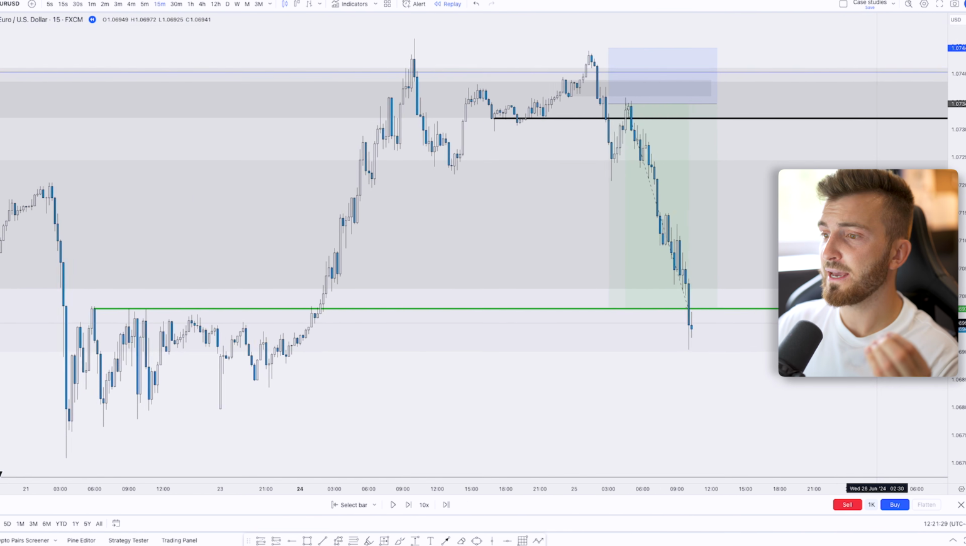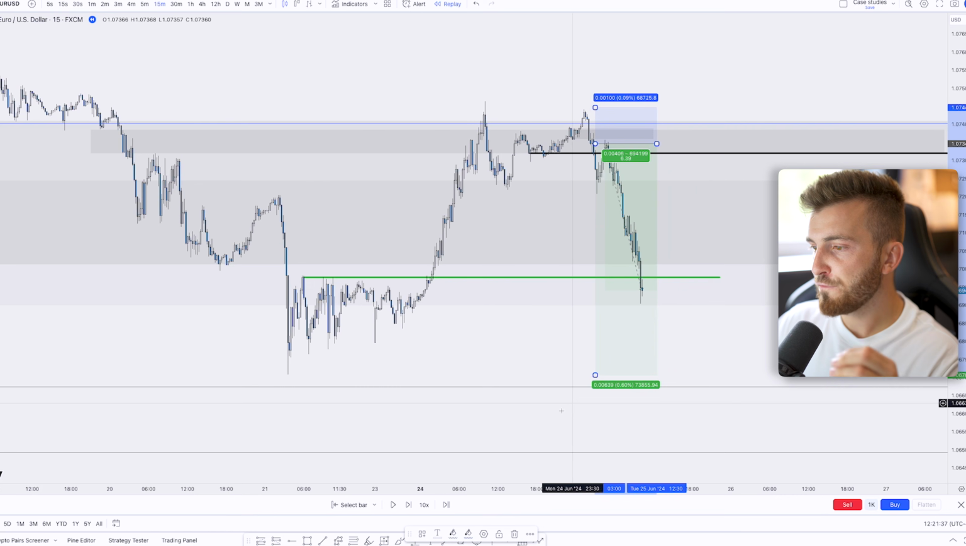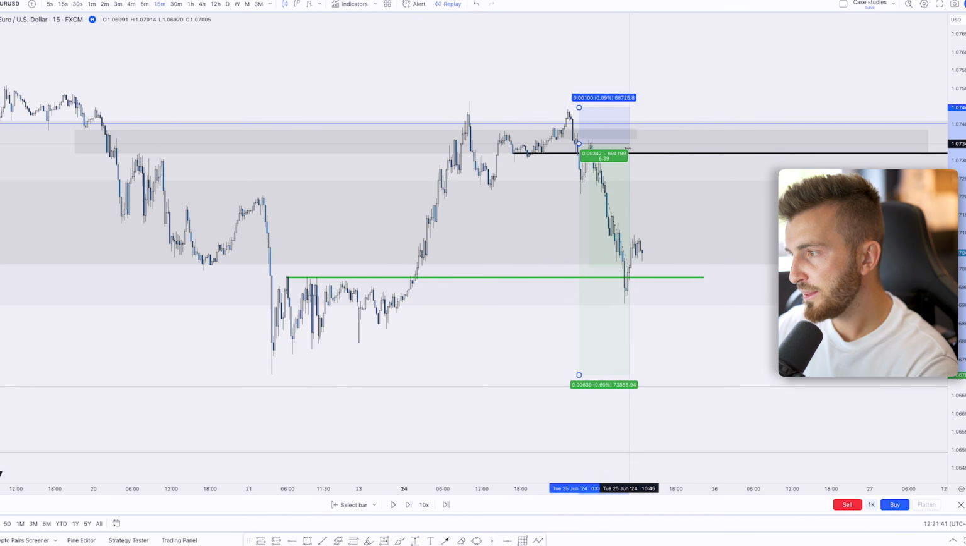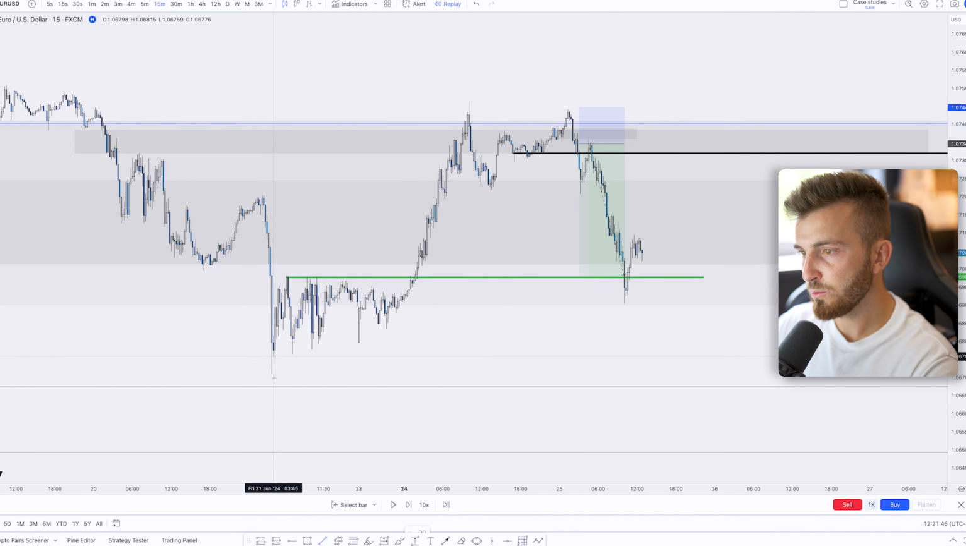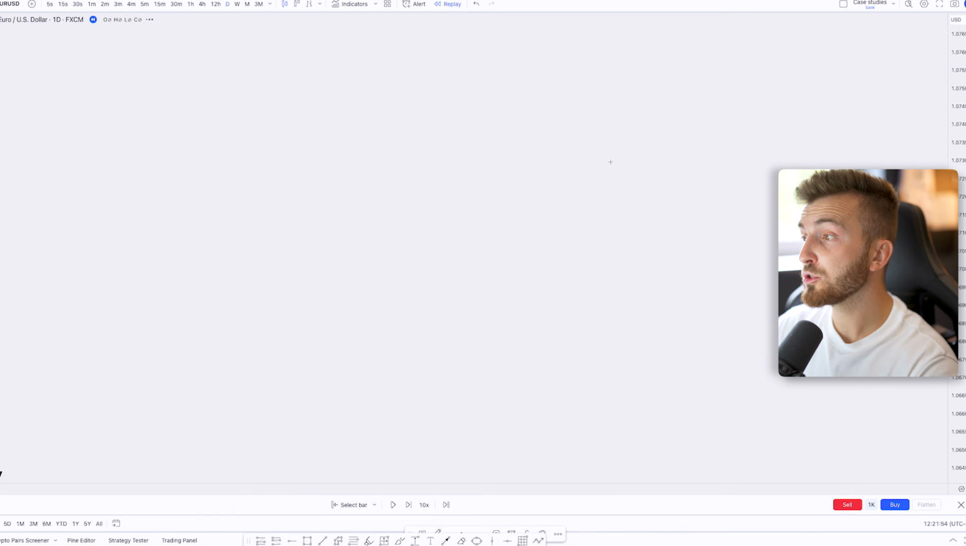But at the end of the day, I don't really care. Could I have held this trade all the way towards this low? Yes, I could. But for that to happen, let's see. So this was my TP right here. Let's see how much longer it would take for us to reach this low, which I still think we are going to reach. Why? Well, let's look at the daily.